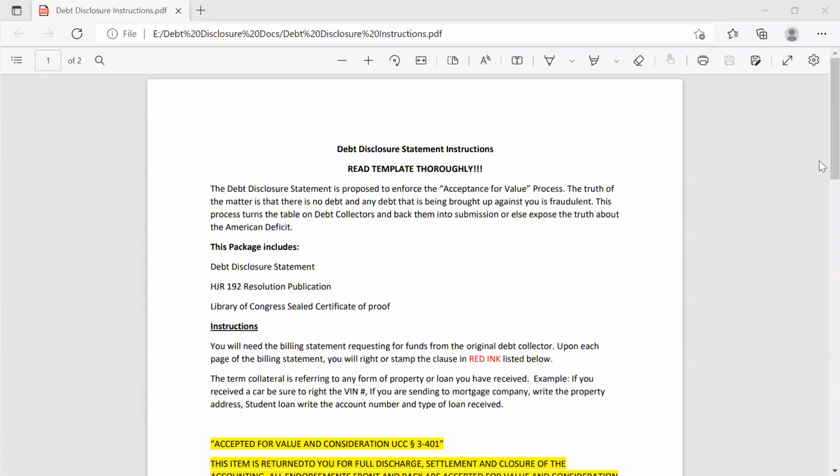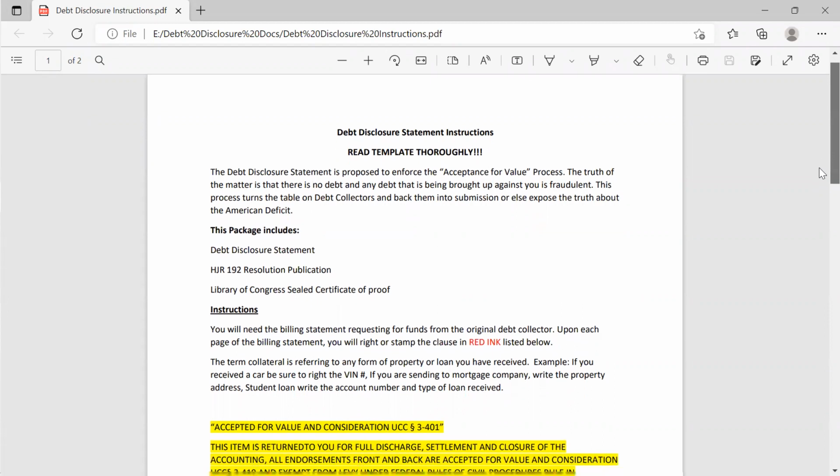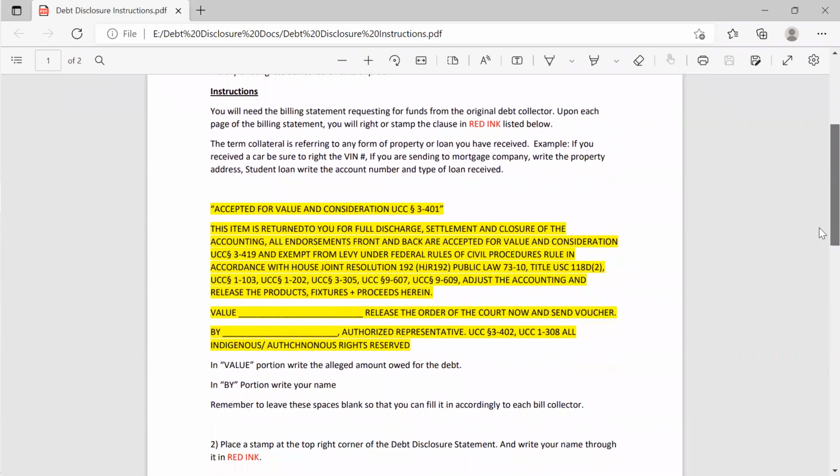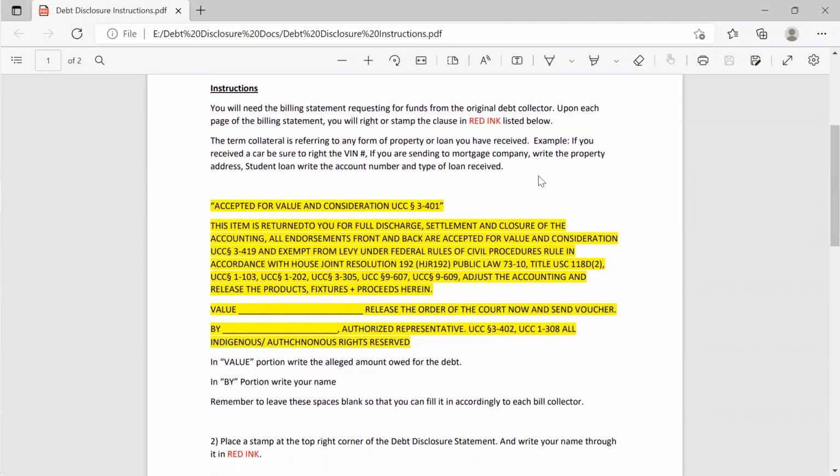Peace, everyone. Kae'z Shar here, and we are concluding the course informational phase for the HJR 192 or the debt disclosure statement packet. Okay, so what we have here is basically the rules of how to complete the process, what I basically walked you through. I just wanted to stop here and read you the clause that would be written over each page of the document that has the full amount of the alleged debt.